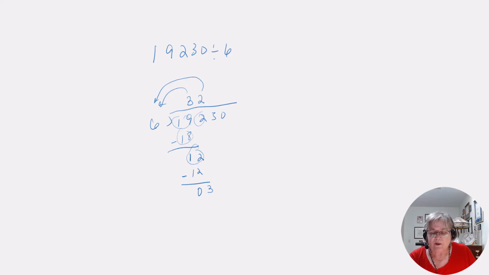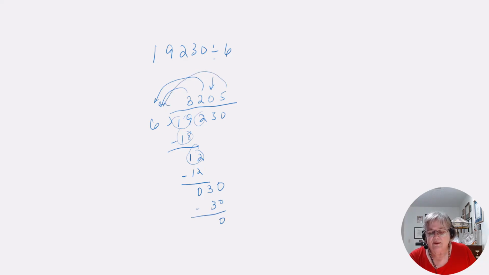So will 6 go into 3? No. 3 is too small, so it won't go into it by itself. So there's a 0 right here. All right. Bring down the next column. 6 times what is 30? That would be 5. 5 times 6 is 30. Subtract to see what's left.